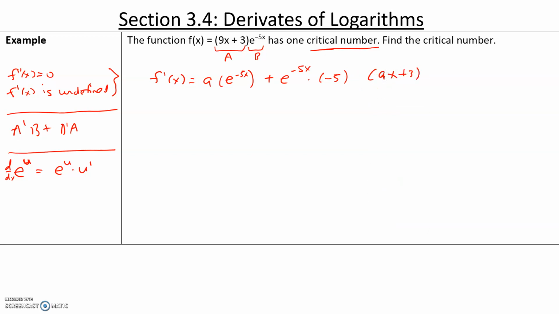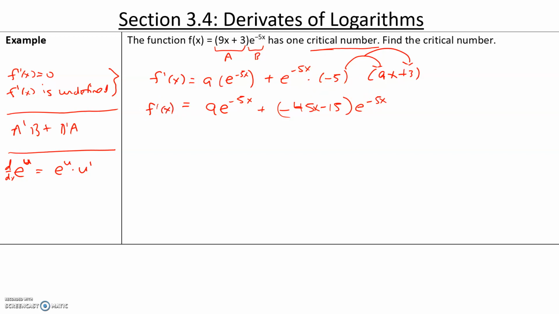Okay, then I'm going to simplify this a little bit. So this equals 9e to the negative 5x plus, I can distribute this negative 5. So negative 5 times 9 is negative 45x. Negative 5 times 3 is negative 15. So I have negative 45x minus 15, and that is times e to the negative 5x. So that's f prime of x.